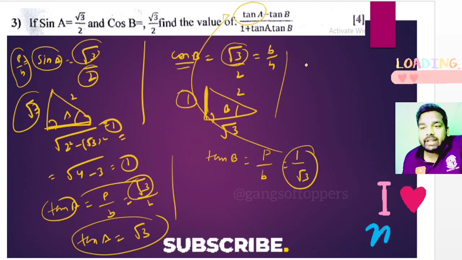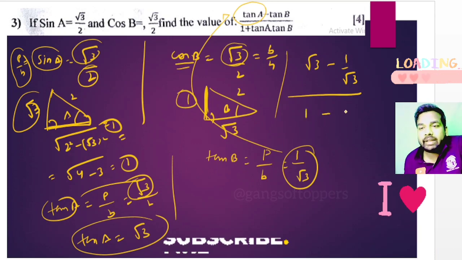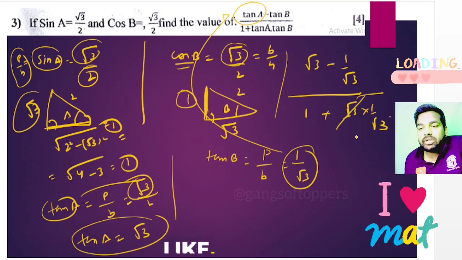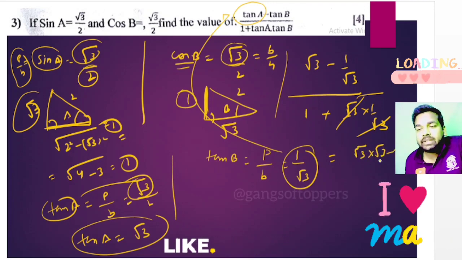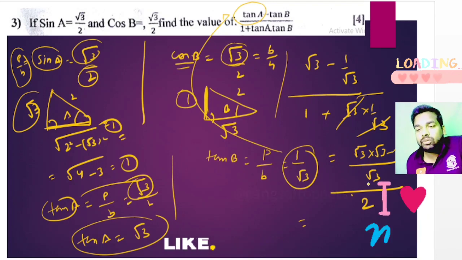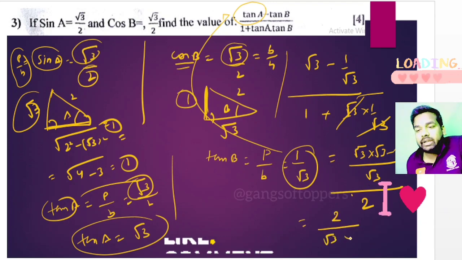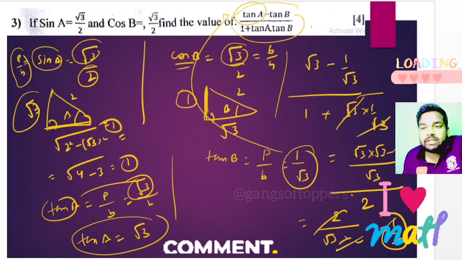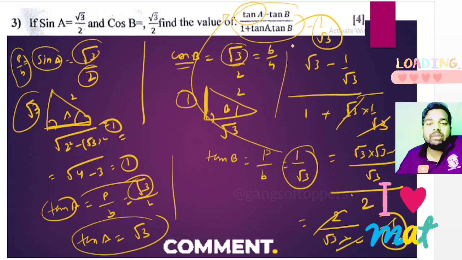Tan A is given as root 3, and tan B is given as 1 by root 3. So it is 1 minus, or 1 plus, root 3 into 1 by root 3. Root 3 and root 3 are going to cancel, and just take the LCM, that is 3 minus 1. It is going to become root 3 into root 3 minus 1 divided by root 3, and 1 plus 1 is going to become 2. Root 3 into root 3 is 3, and 3 minus 1 is going to become 2, so 2 divided by root 3 into 2 is going to become 1 by root 3. So the answer will be 1 by root 3.